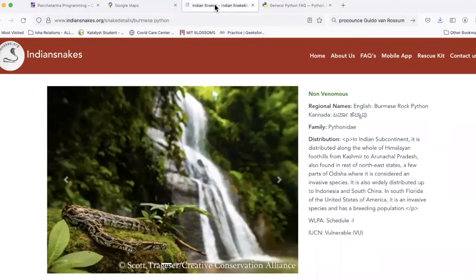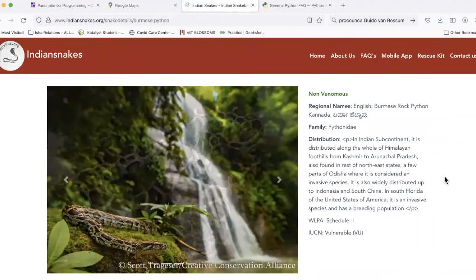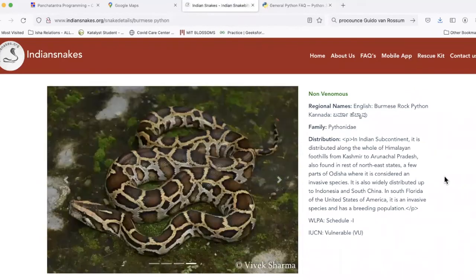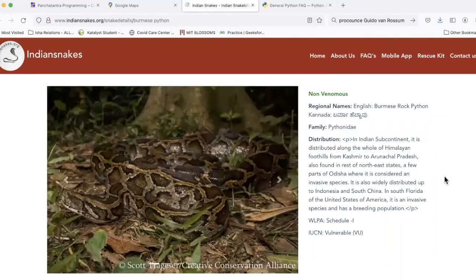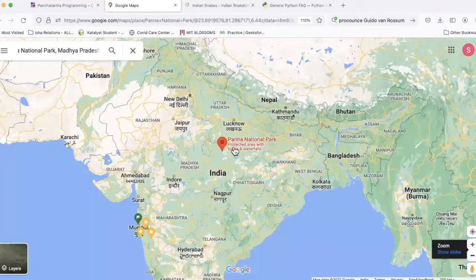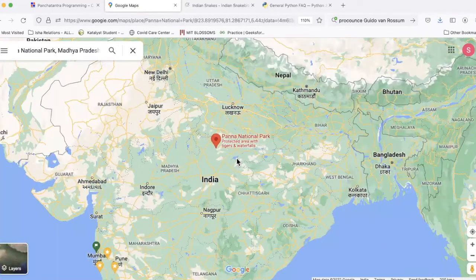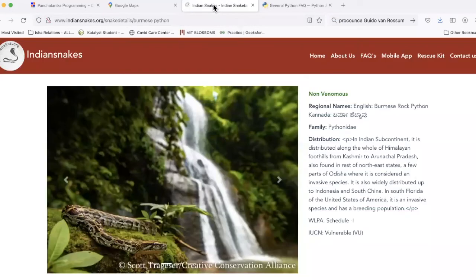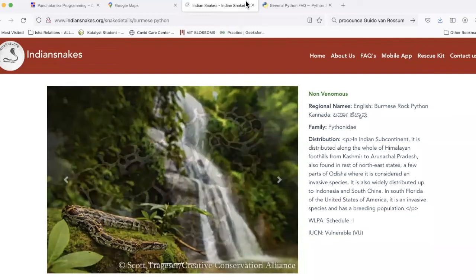So while we were at Python, I vividly remember seeing a beautiful Burmese python. It was just kind of sitting. This was at the Panna National Park. For those who don't know where Panna National Park is, it is in the central India, Madhya Pradesh. Madhya Pradesh actually boasts of multiple national parks, tiger reserves. It was just coiled and sitting there, completely unmoving.